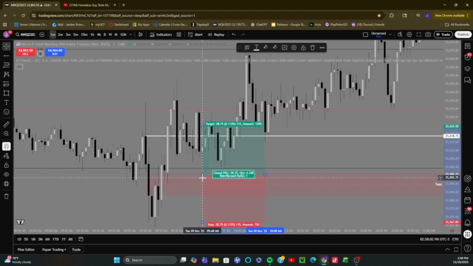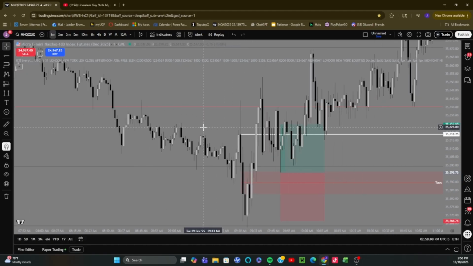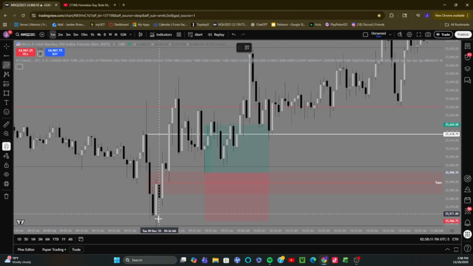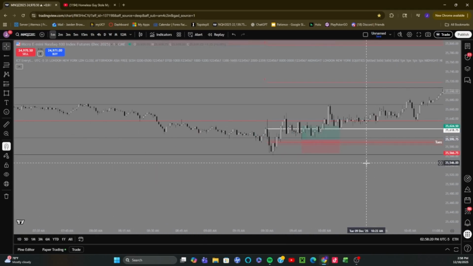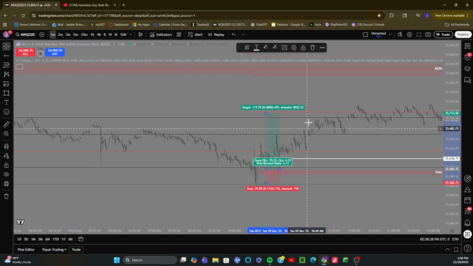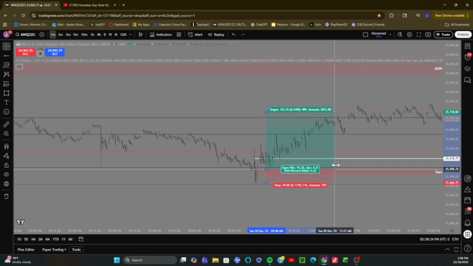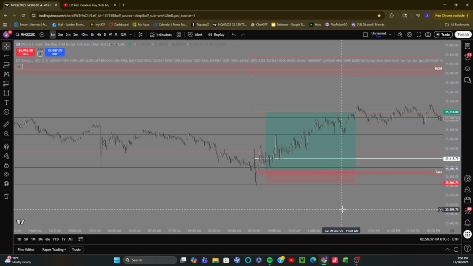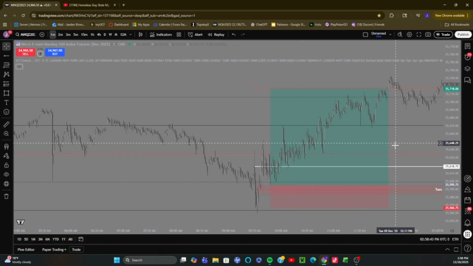As soon as we enter here, and then stop loss here, and then we'll do the standard deviation. Something like that. Pretty long trade. That's what I mean by inefficient. Price literally chops the whole day, but eventually gets where it needs to be.